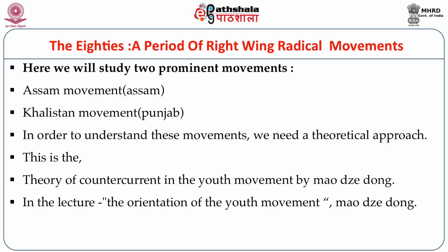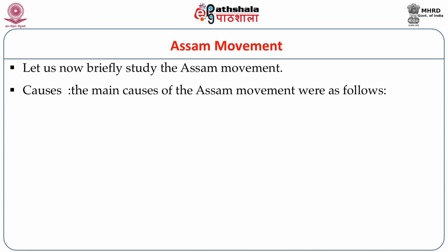In the lecture, The Orientation of the Youth Movement, Mao Zedong observed, when youths, instead of allying with the people against the oppressors, turn around and oppress the people, this is a counter current in the youth movement. Mao also said that there should be unity in the youth movement. Both the Assam and Khalistani movements may be regarded as counter currents. Now let's look at the Assam movement.